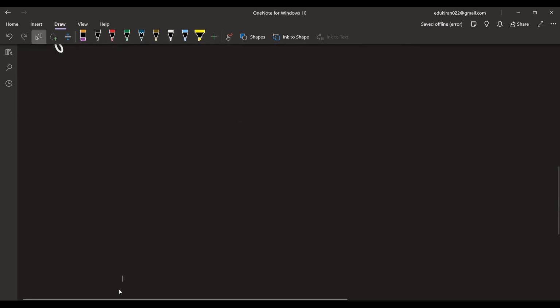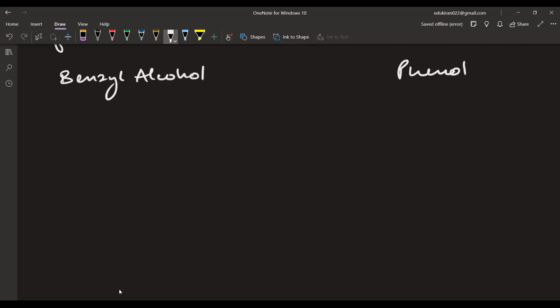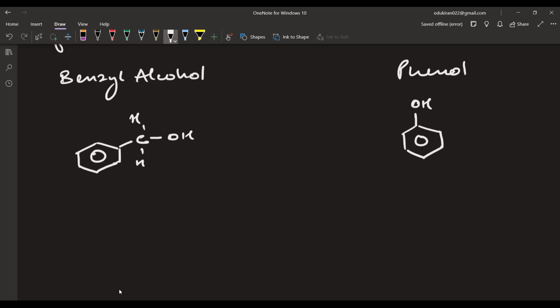Similarly, you have to know the difference between benzyl alcohol and phenol. In benzyl alcohol, there will be a benzene ring, which is further connected to a carbon atom, and this carbon atom will have the OH group. Here it may have hydrogen and hydrogen. This is benzyl alcohol, and phenol will have the OH group directly attached on the benzene ring. This is phenol. So please make sure that you know the difference between benzyl alcohol and phenol.